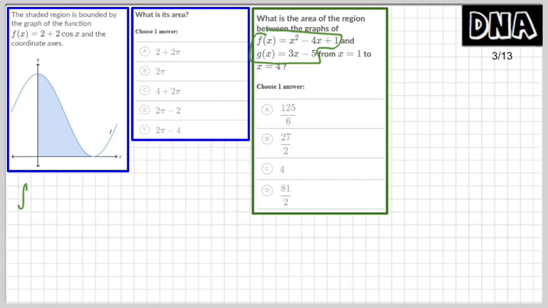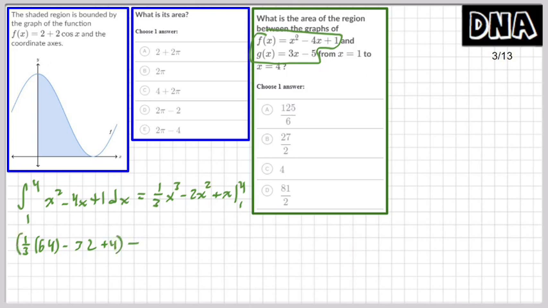So we got the integral from 1 to 4 of f. So f is x squared minus 4x plus 1. If I do the antiderivative of that, I get 1 over 3 x to the third minus 2x to the second plus 1x. And then I'm going to plug in 4 and 1. So first I plug in 4, I get 64 times 1/3 minus 16 times 2, which is 32, and then plus 4. Parentheses, minus, now I got to plug in 1. I get 1/3, and then minus 2 plus 1.